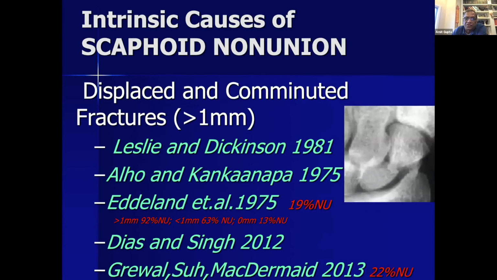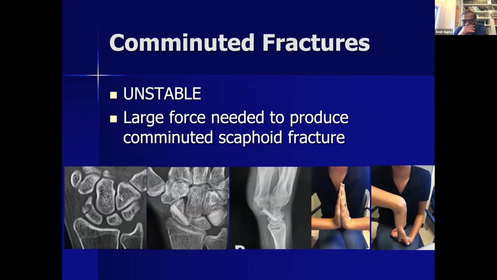Discussing displaced fractures, there have been a lot of studies over the years, and people have shown very clearly that displaced and comminuted fractures have a very high incidence of non-unions, 19 to 22%. Comminuted fractures are high velocity injuries, really, and once you have comminution, it is by definition a displaced, unstable fracture. And instability is the key point in any scaphoid fracture in terms of union.